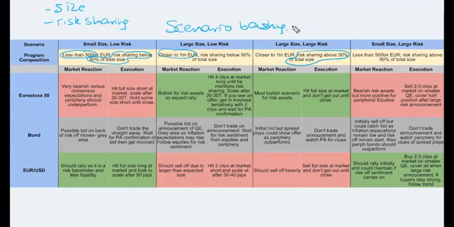So let's look. As you can see, I've highlighted anything bearish in red, anything bullish in green. For Euro stocks, let's just look at the first scenario, small size, low risk. So that's less than 500 billion and the risk sharing below 50%. I'm expecting the market reaction in the Euro stocks to be very bearish versus the consensus expectations, and periphery should underperform.